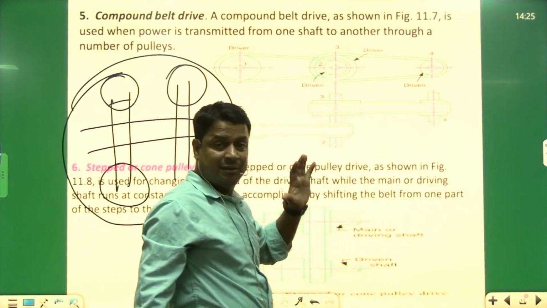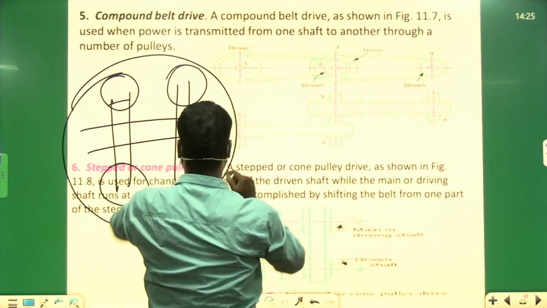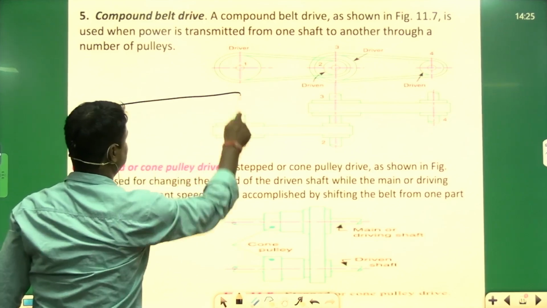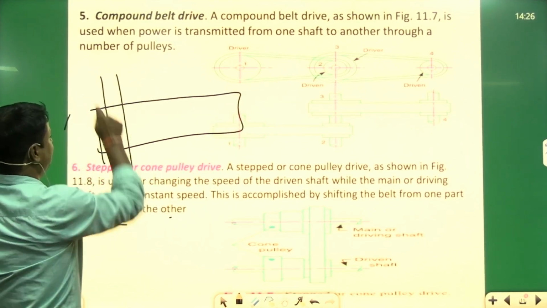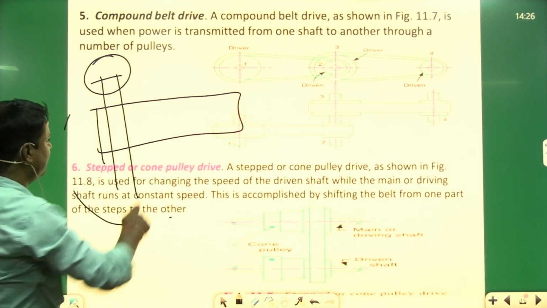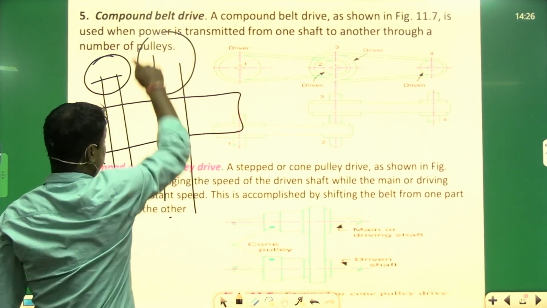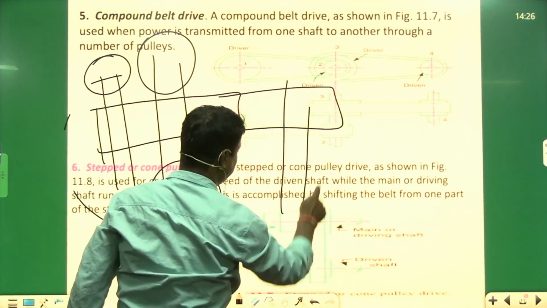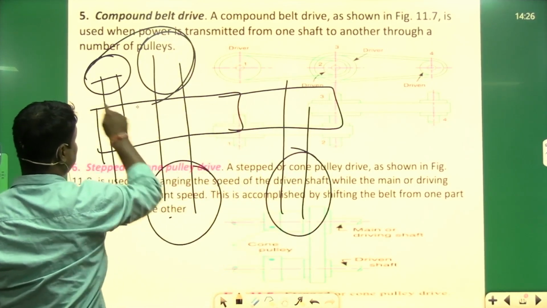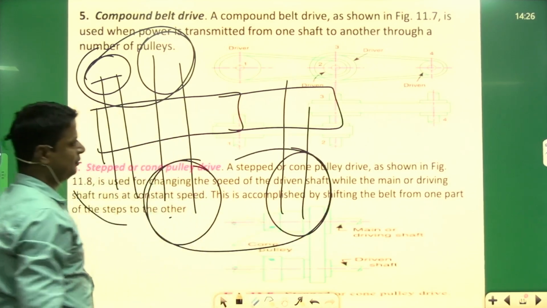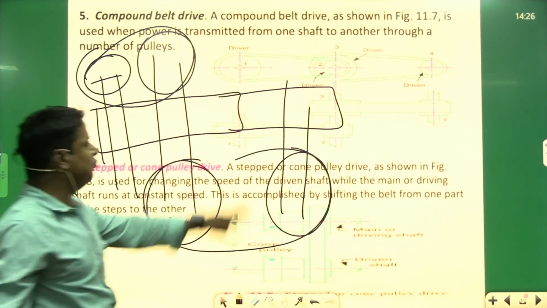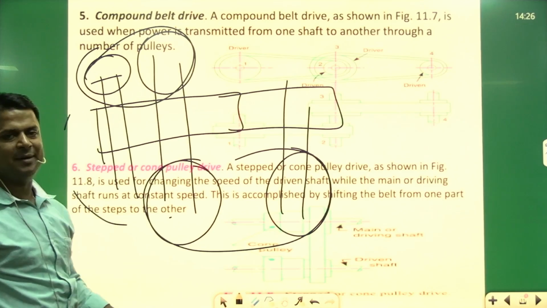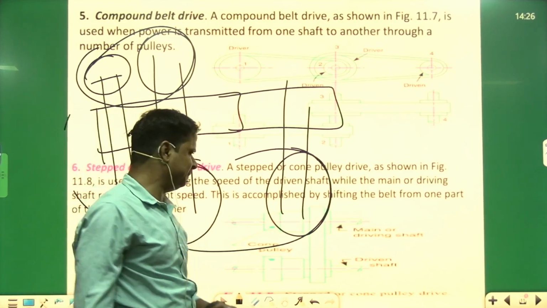It means the basic arrangement is like this. One pulley is here on this shaft. On this shaft, two pulleys like this, and on this shaft, one pulley like this, and the belt is connected like this or like this. So in actual view as engineers, we may write it like this, but the arrangement is like this. This type of drive is known as a compound belt drive.